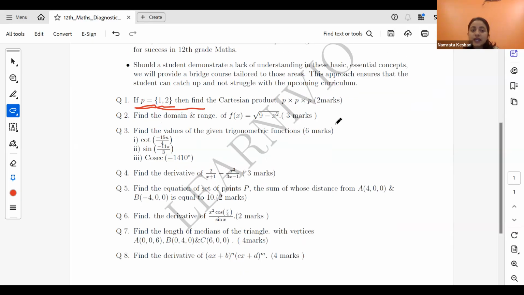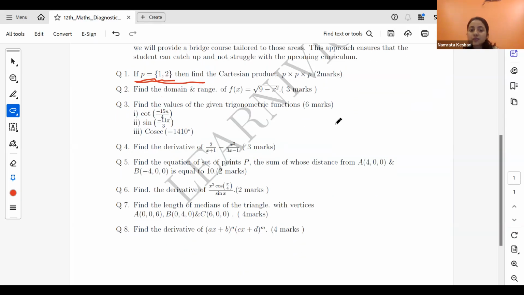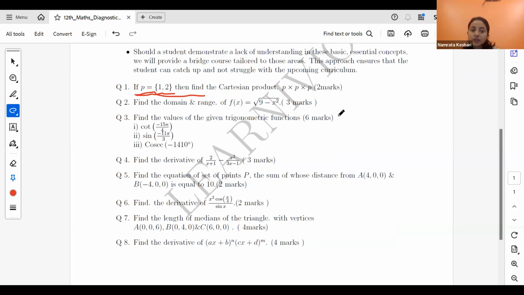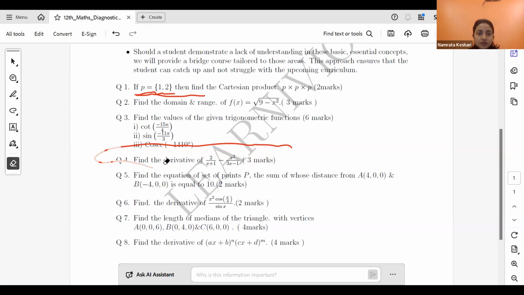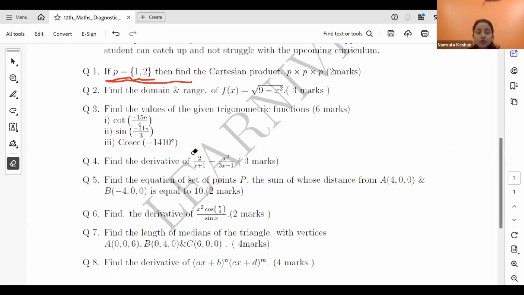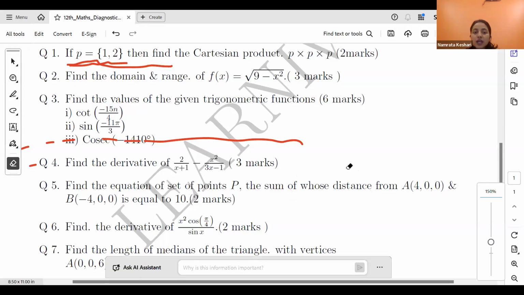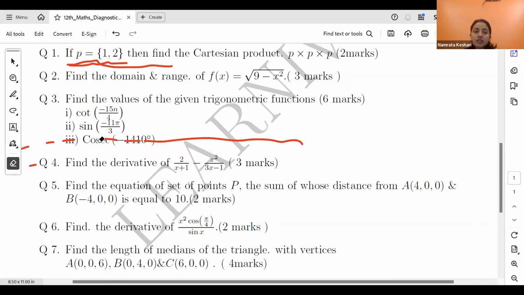Yes, derivative you have learned in the previous class. Then you will be able to find the derivative over here. This is question 4. Let me zoom in. If the question is not that clear to you, it is 2 over x by 1 minus x square over 3x minus 1. Please do it in your copy and tell me the final answer.